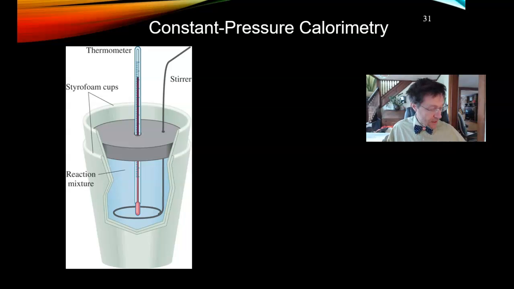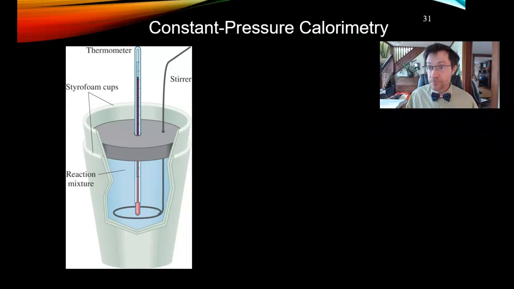So if we want to get an actual measurement of the real energy given off by a sample, this is what we're going to use: constant pressure. I point right there. See that? Constant pressure.